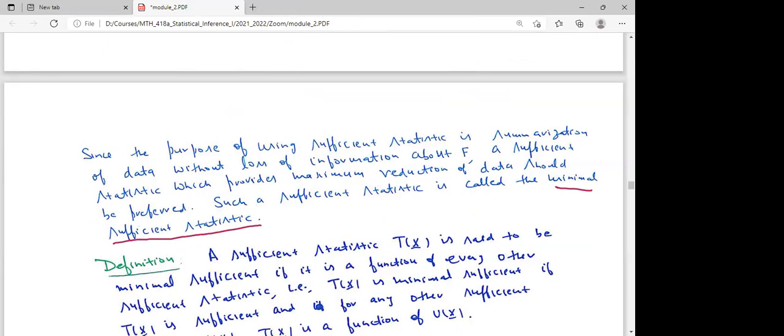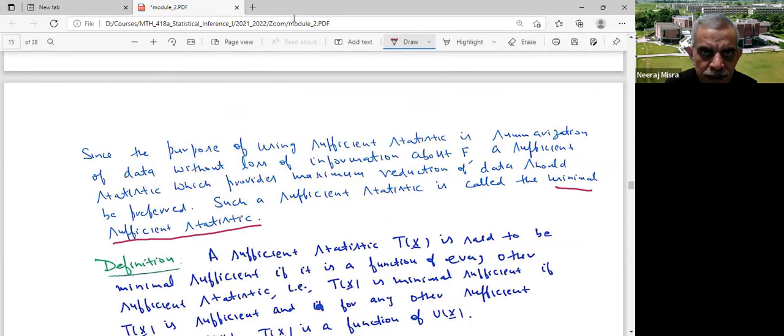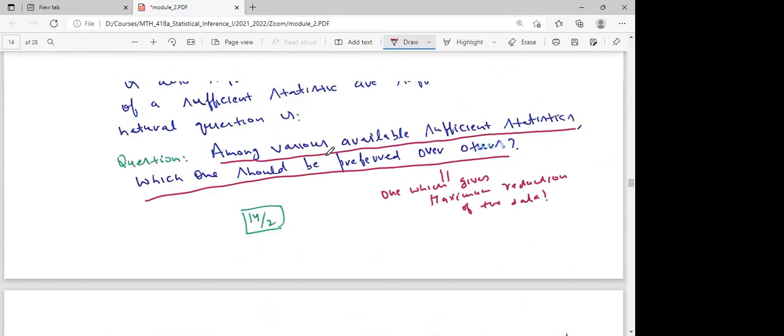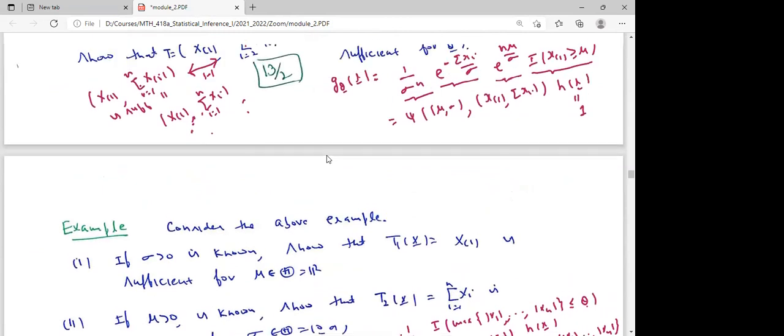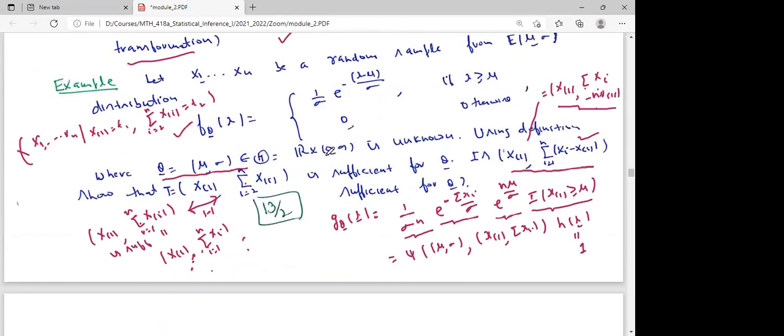Sir, hello. Yeah, tell me. Sir, on page 13, the example which you discussed at the end of page 13, I have a question. Using the definition, if the parent distribution is discrete, then we can start with a statement like: probability that X1 equals x1, up to Xn equals xn, given the sum of Xi equals t.